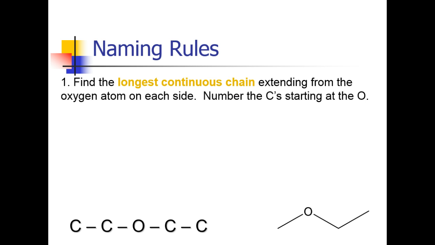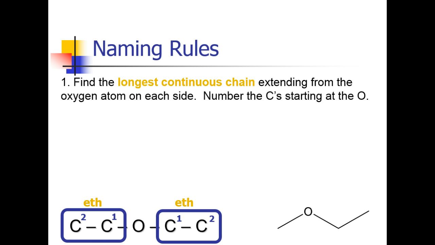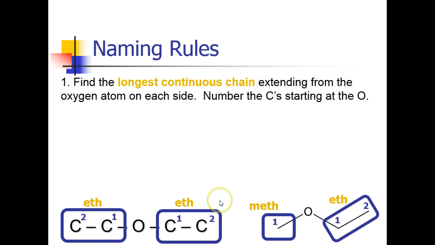All right, so let's go over the naming rules for ethers. We're going to find the longest continuous chain. Please note that we have two different examples. Down here, this one has the same number of carbons on both sides. This one is an ether that has different numbers of carbons on either side. Either way, we want to find the longest continuous chain extending from the oxygen on each side and number the carbons at that oxygen. So here we have 1, 2, here we have 1, 2, so either way it's going to be eth. Over here we have meth, and this side we have eth.